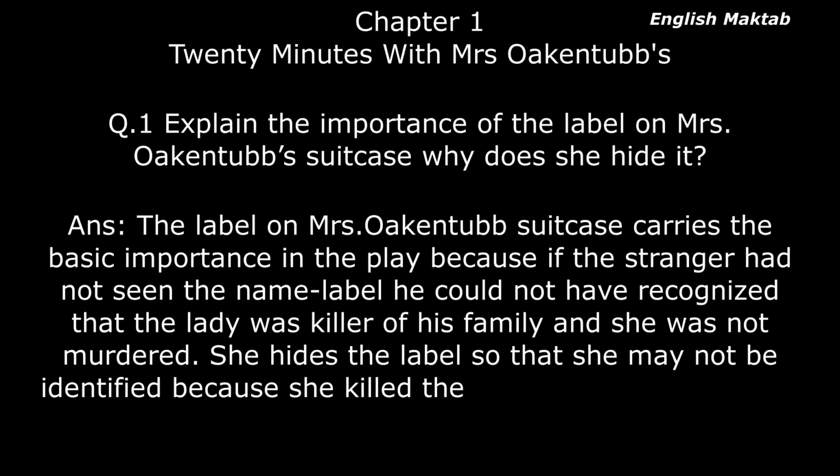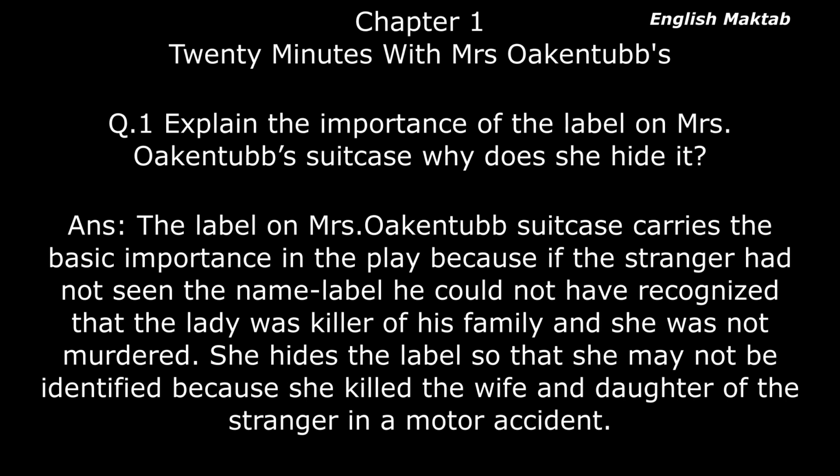Chapter 1. 20 Minutes with Mrs. Oakentubb. Question 1. Explain the importance of the label on Mrs. Oakentubb's suitcase. Why does she hide it?